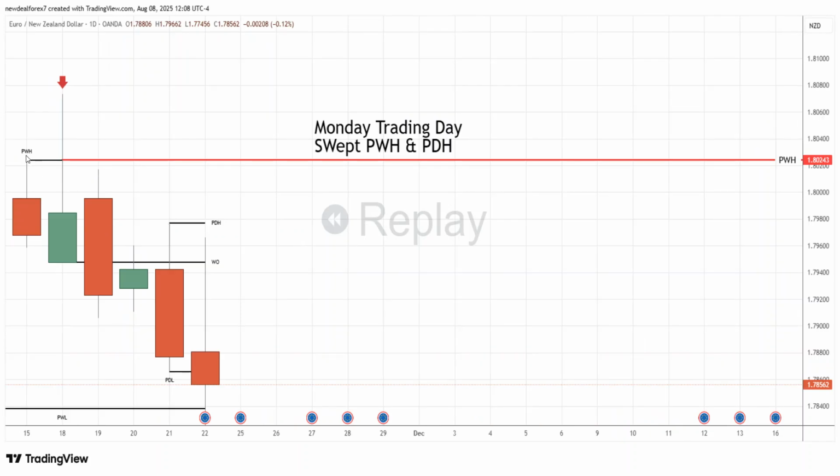All right, let's see. This was another Monday trading day, so this was Friday's range. Price went all the way up here, but then closed right here. Now, it did not close below the weekly open.